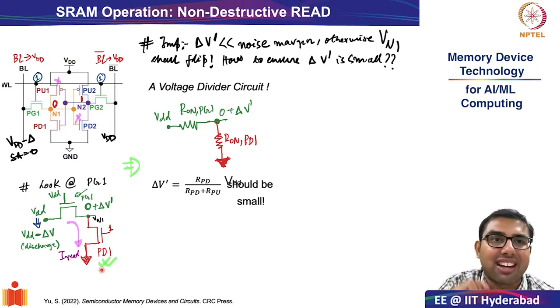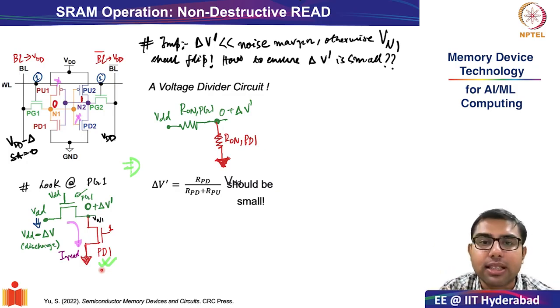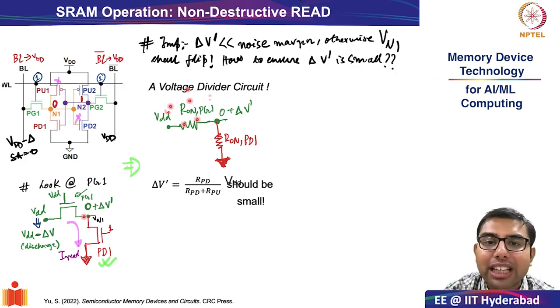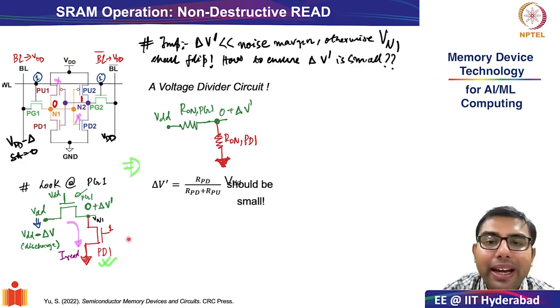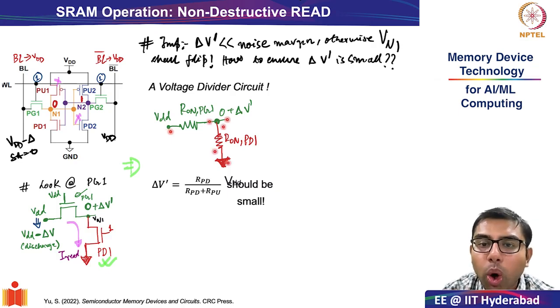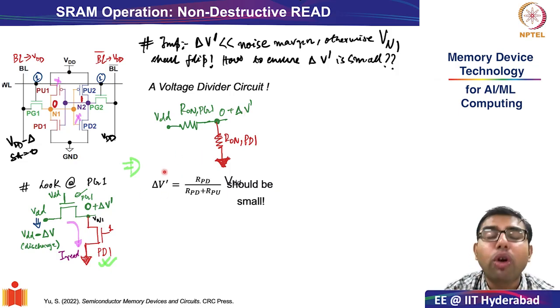We will abstract these transistors as simple resistors having some on-state resistance. So the on-state resistance in this case for PG has been termed as R on of PG1, and for PD1 has been termed as R on of PD1. Okay, so if we look at the voltage divider circuit, you see that one end is VDD, another end is 0, and the storage internal node is 0 plus delta V dash. So what will be the value of delta V dash?